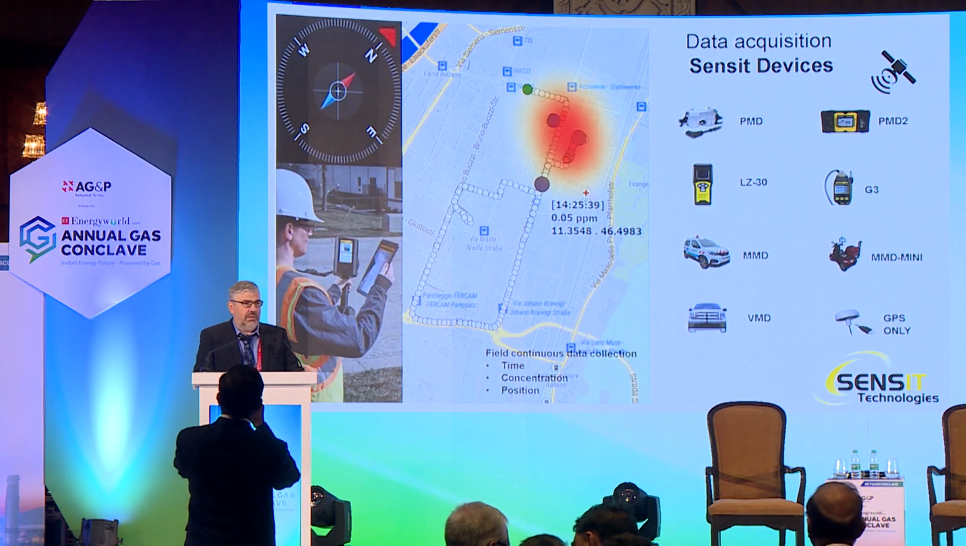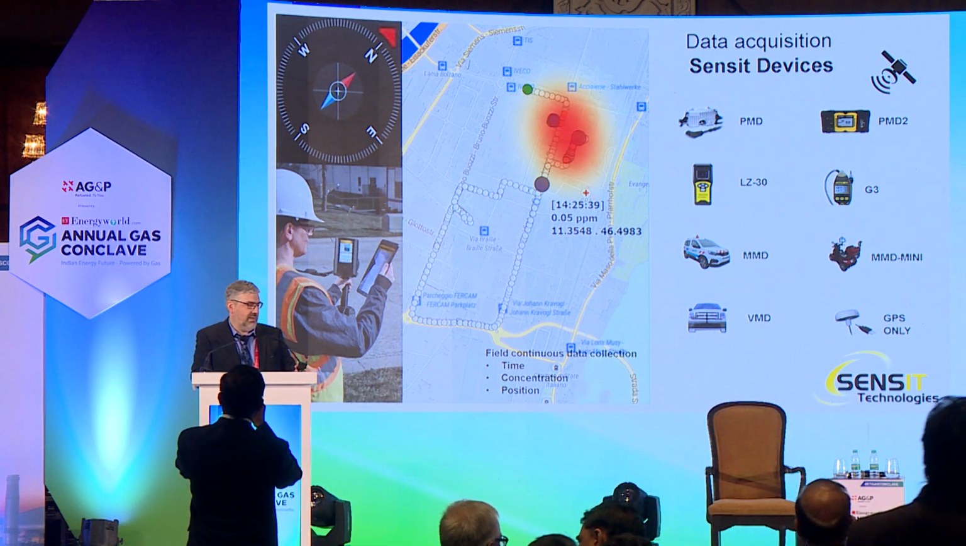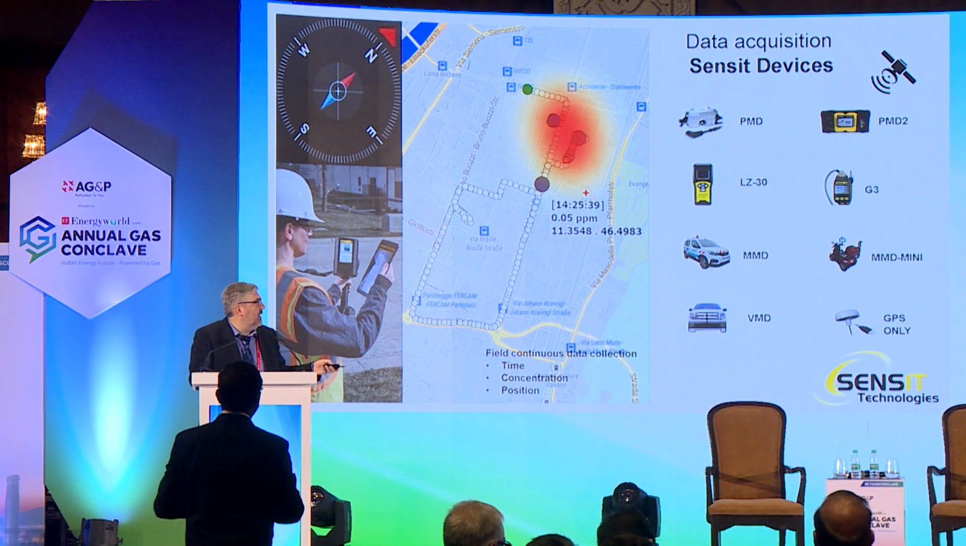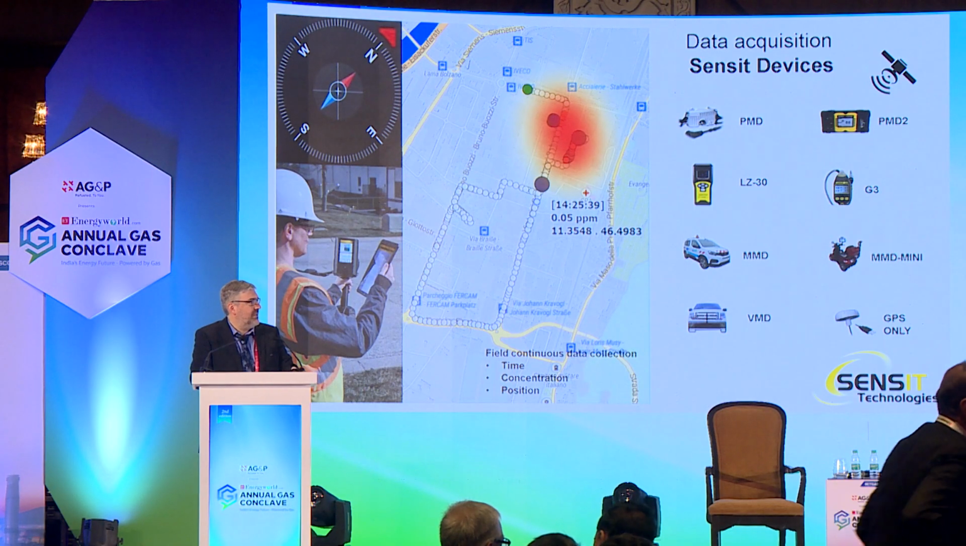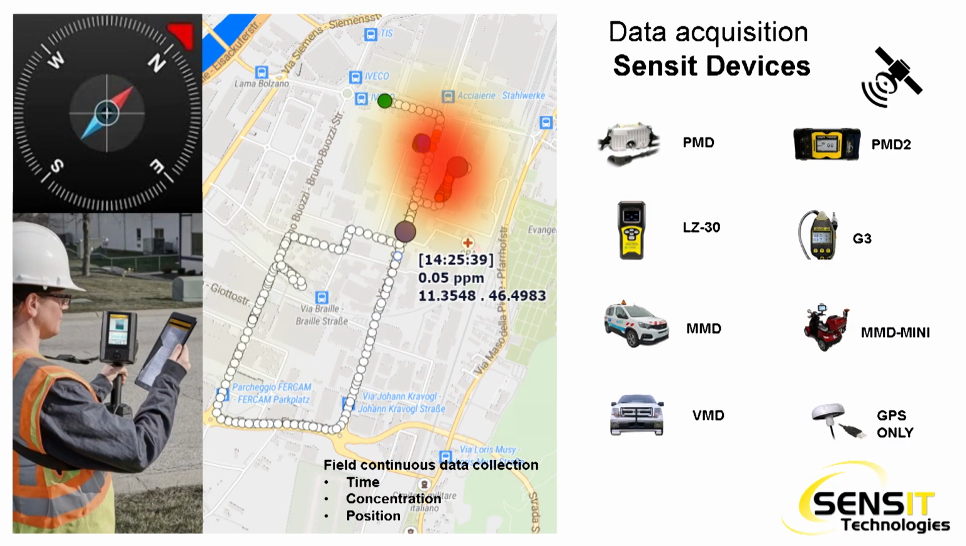The first point is the instruments that we need, which can be from different sides and with different capabilities. Here we have an example of all the devices that, as SENSIT, we can provide, portable or vehicle mounted. But the most important thing is that all these devices need to have time, concentration, and position as built-in capability. This is the key point of starting all our journey.